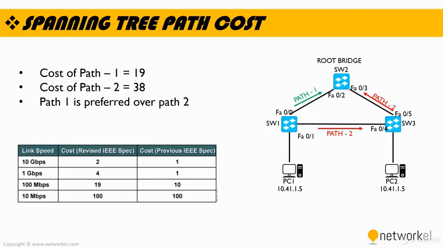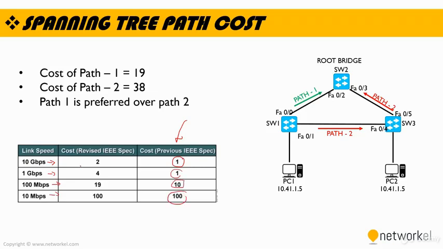So now let's take a look at the spanning tree path cost. Spanning tree cost value is inversely proportional to the associated bandwidth of the path, and therefore a path with a low cost value is more preferable than a path with a high cost value. As you can determine from this chart too, a higher link speed shows us a lower path cost value.